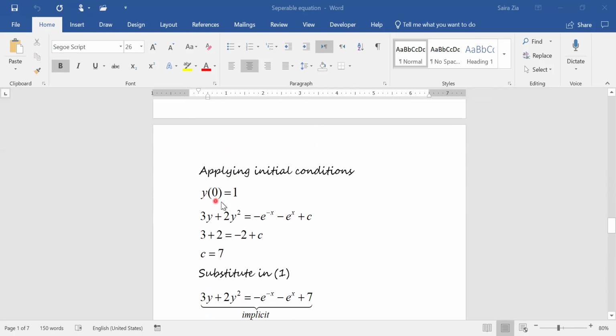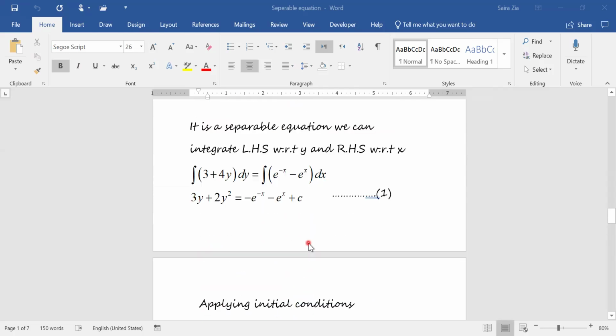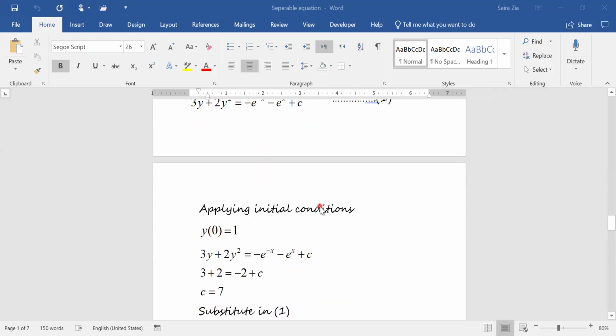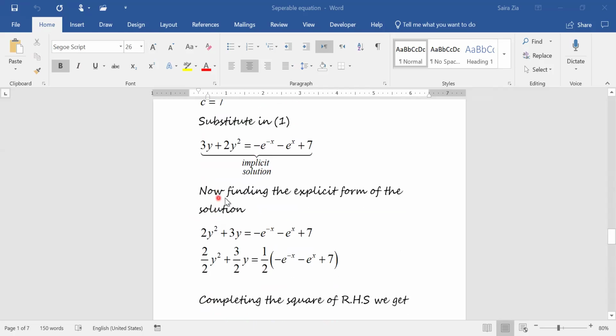The initial condition is given: y of 0 equals 1, where y is 1 and x is 0. We substitute in the solution equation, and we get c equals 7. Substituting c equals 7 in equation number 1, we get 3y plus 2y square equals minus e power minus x minus e power x plus 7. This is actually the implicit solution, because we have not expressed y in terms of x. There is a y square, so we need just the y term.